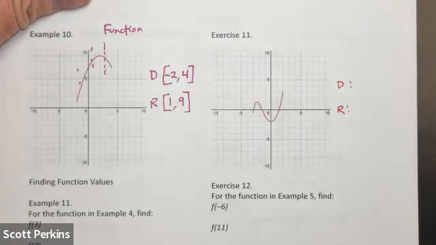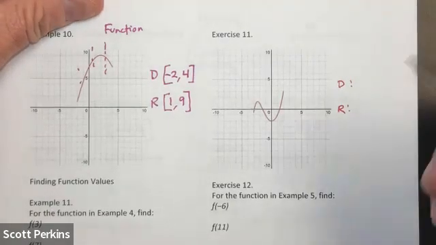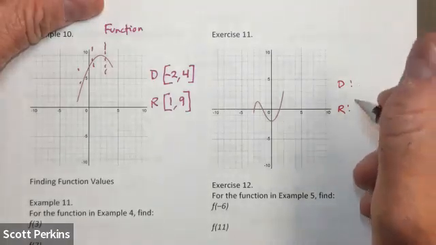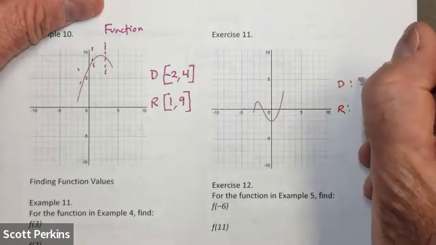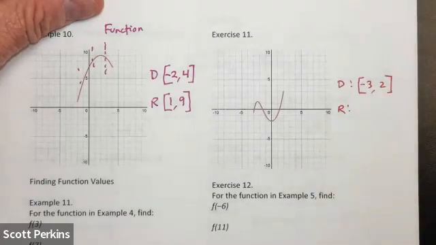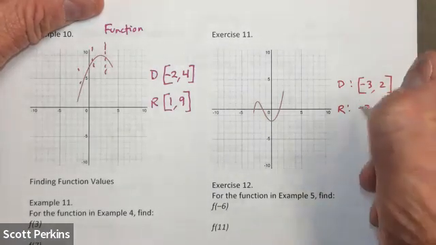So exercise 11, function or not a function? It's a function for the same reason example 10 was. Very good. And then my domain, it looks to me like the lowest x value is -3 and the largest x value is 2. And then the range, it looks like the lowest y value is -2 and the largest y value is 3.